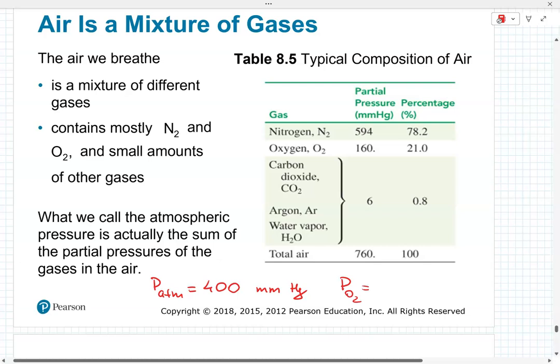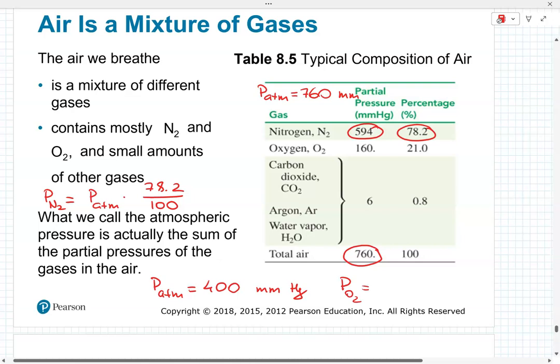Let's start over. What is the atmospheric pressure at the sea level? 760. That's what we were talking about earlier that she asked. 760 here. What is the share of nitrogen? 78.2%. So we can say that the partial pressure of nitrogen equals total atmospheric pressure, right, multiplied by its share, which is 78.2%. You can do calculations, it comes down to 594.